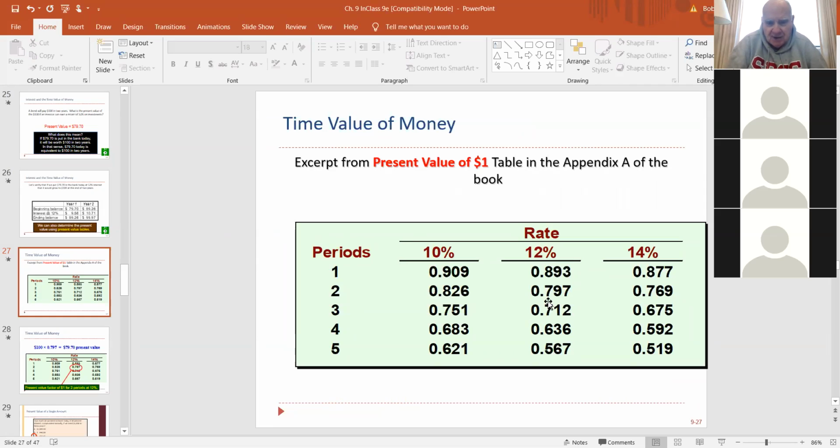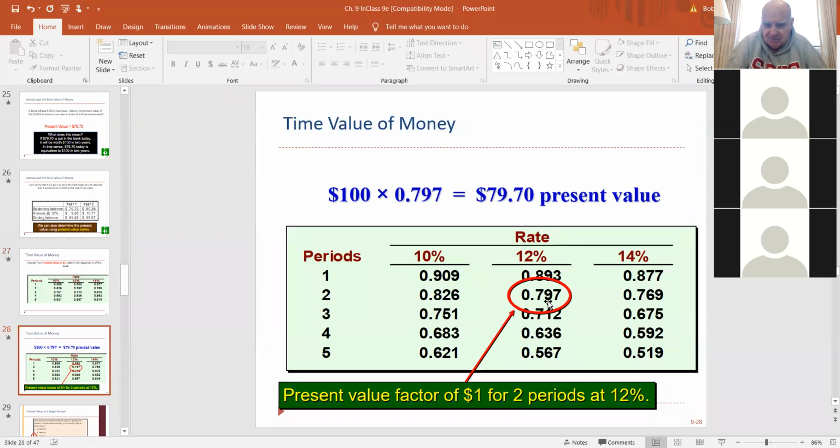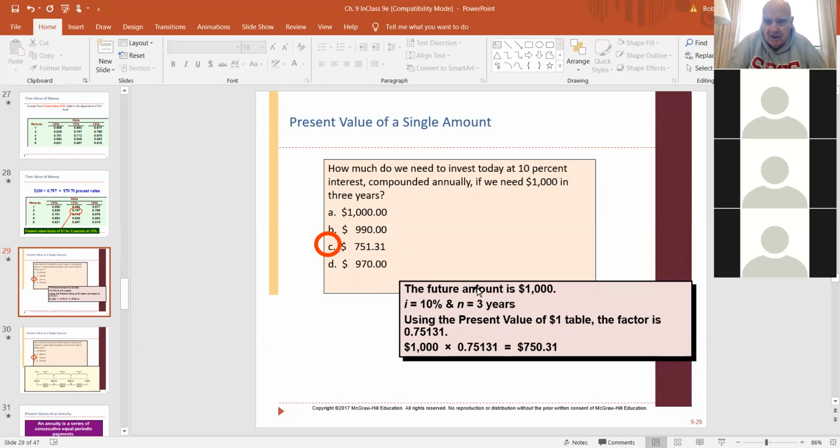That means $1 in 2 years is worth 79.7 cents today. So $100 in 2 years is worth 79.70. Every number on your table equals $1 today. Every number you see here equals $1 today under these circumstances. In this circumstance, we went 2 years, 12%. How much do we need?